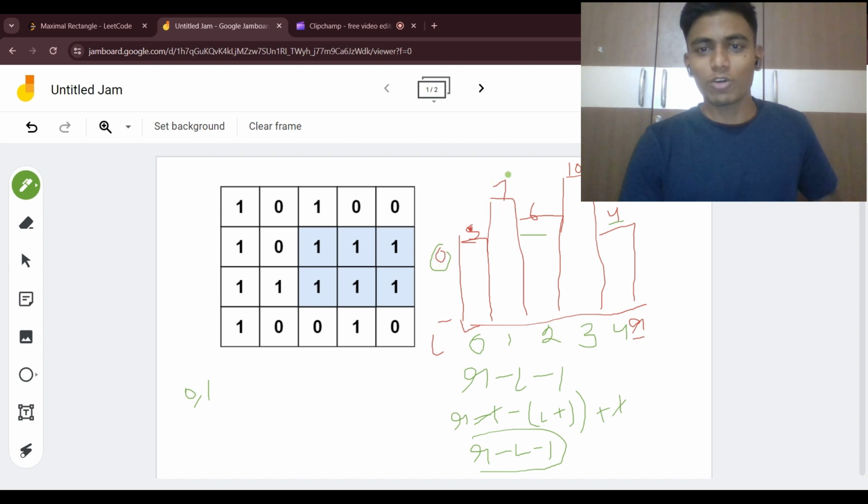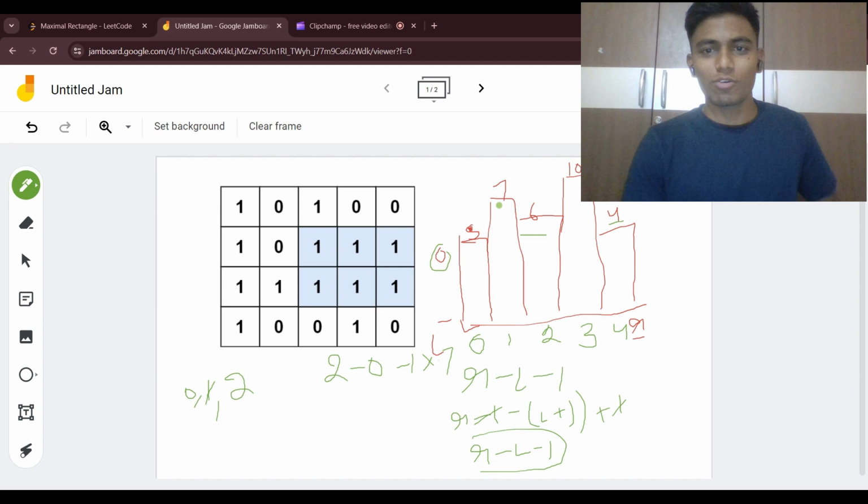So I'll remove this particular 7, and then again this is less than this particular 6, so we are going to insert this particular 2. Whenever we are removing this particular 7, we are going to consider the index of this, and then the index of this back. So which is going to be 2, 2, and then minus this one is going to be 0, and then this is going to be 1, and then into 7. So which is going to be 1 into 7. So we got this particular area.